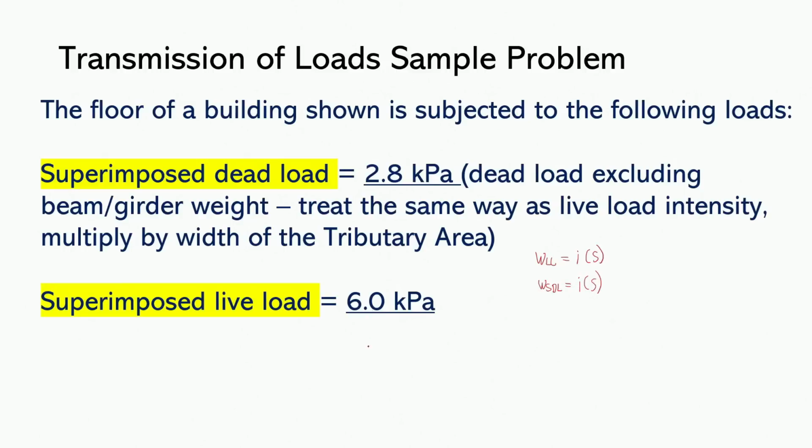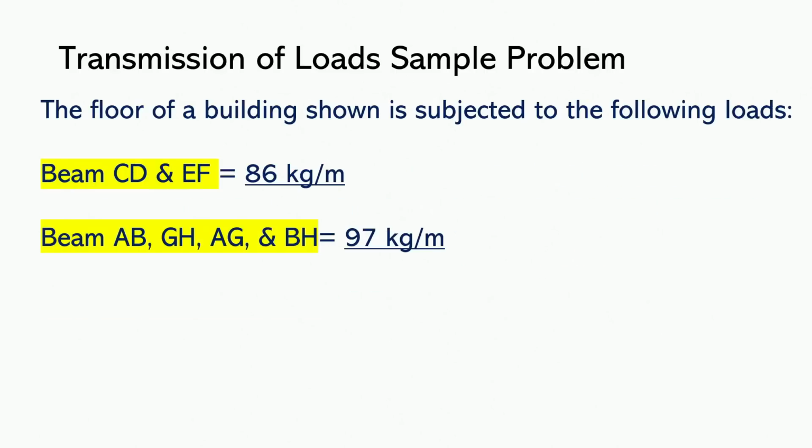And then our superimposed live load is 6 kPa. And then meron tayong iba't ibang weights for our beams. We have CD and EF equal to 86 kg per meter, and then AB, GH, AG, and BH equal to 97 kg per meter. Now, these are different because most likely, ito yung girders natin because it weighs larger.